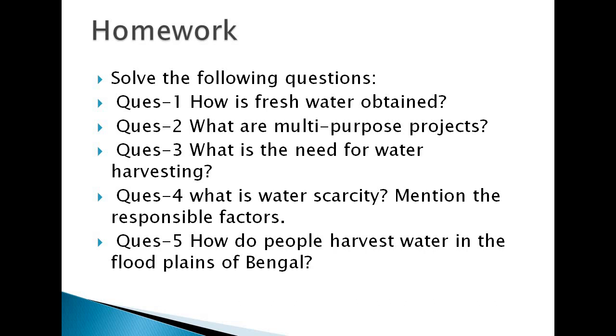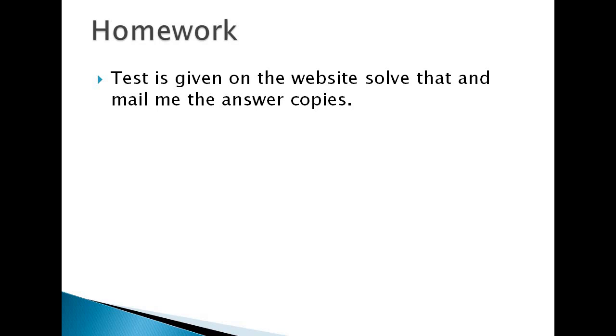They are quite simple questions. Question 4, what is water scarcity, and mention the responsible factors. And question number 5, how do people harvest water in the floodplains of Bengal? So we have just talked about this. So these are the questions that you have to do as homework, and the test that is given on the website. Solve that and mail me the answer copies, and it is of 25 marks.